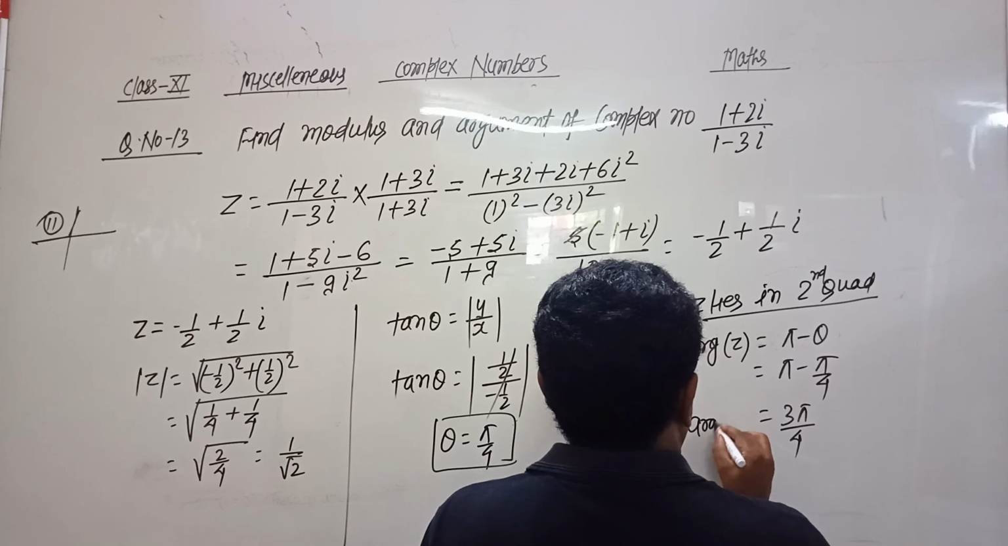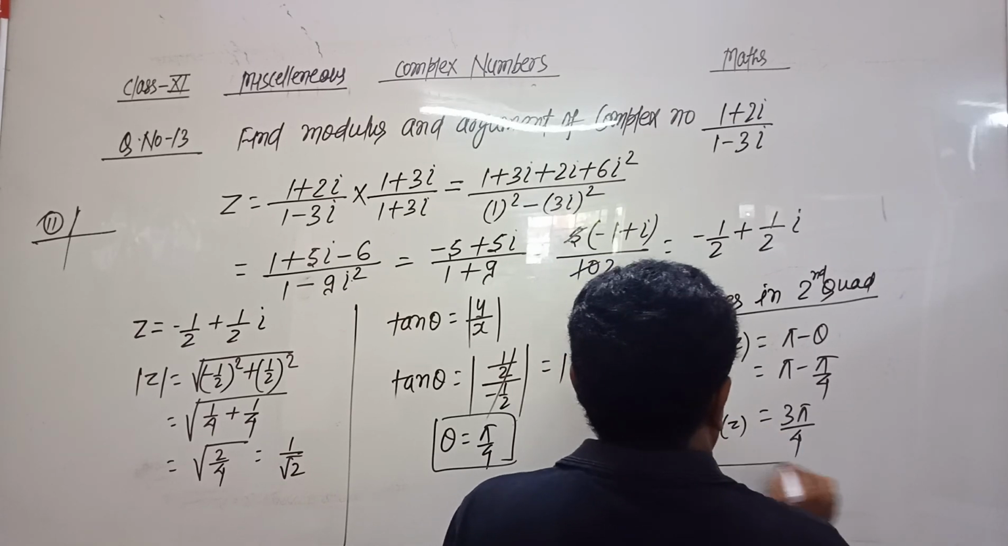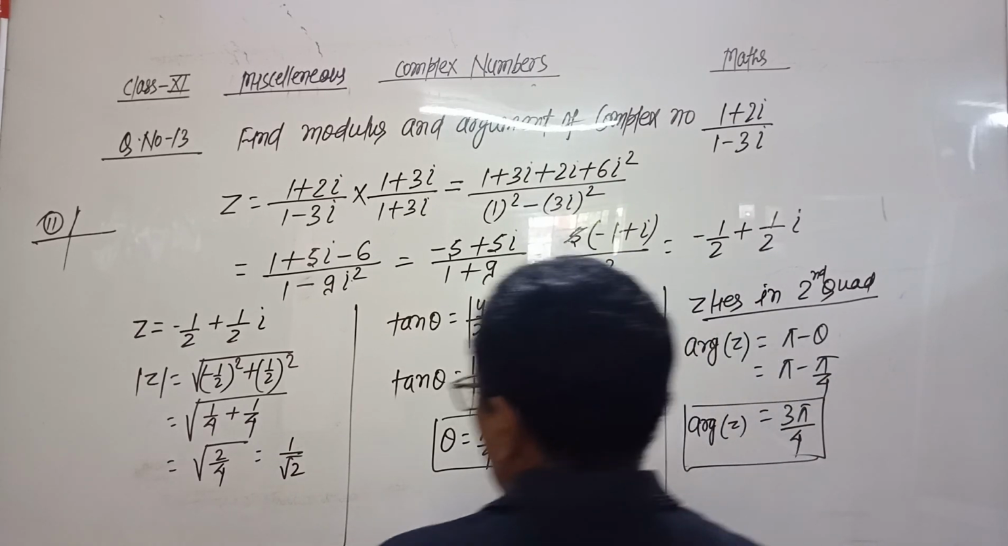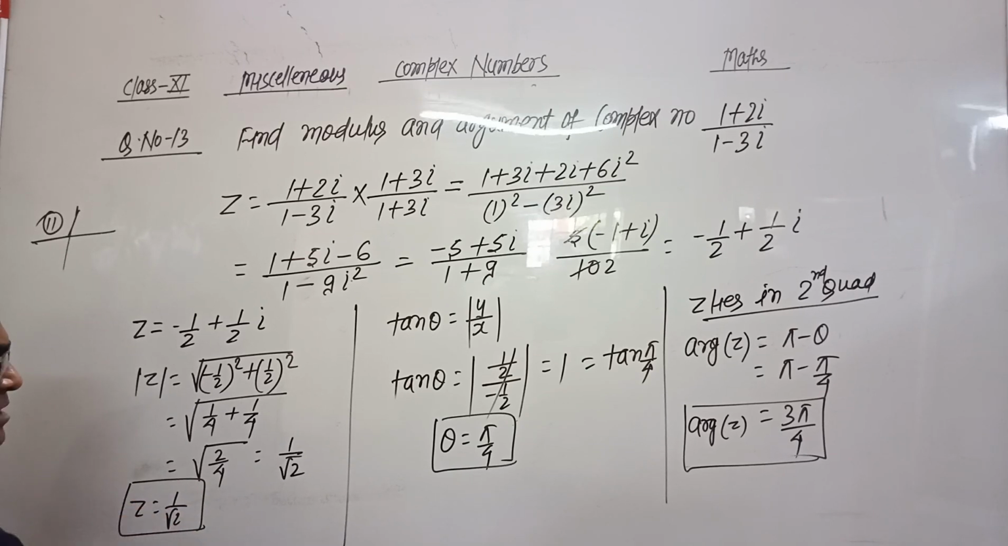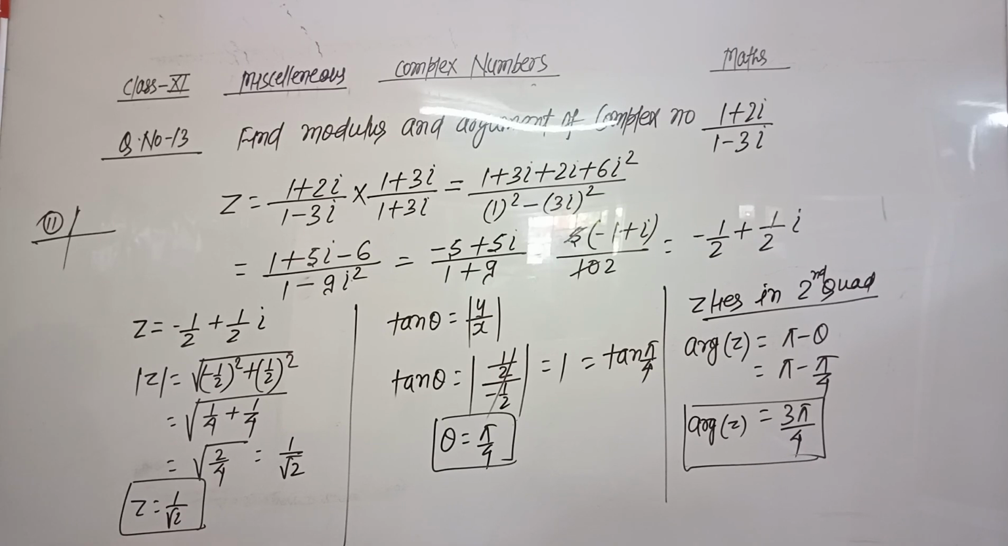So the argument of z is 3 pi by 4, and the modulus of z equals 1 by root 2. So the modulus of z is 1 by root 2, and the argument of z is 3 pi by 4.